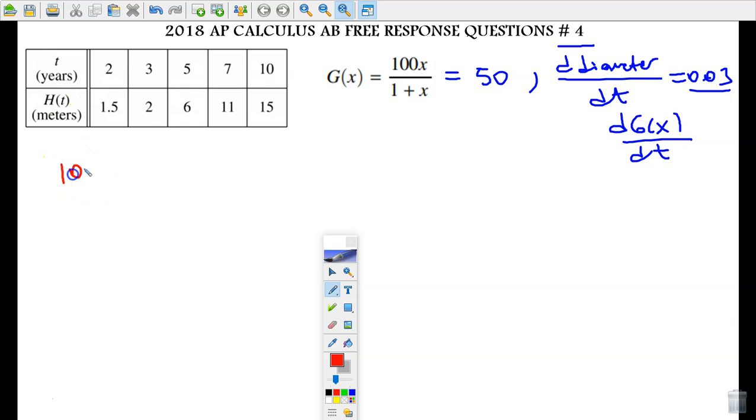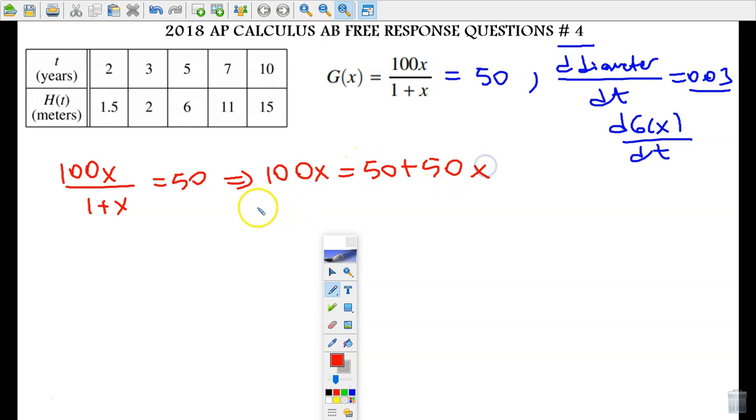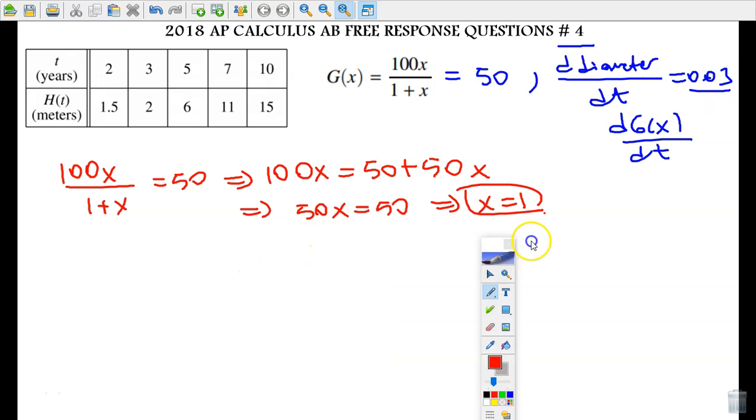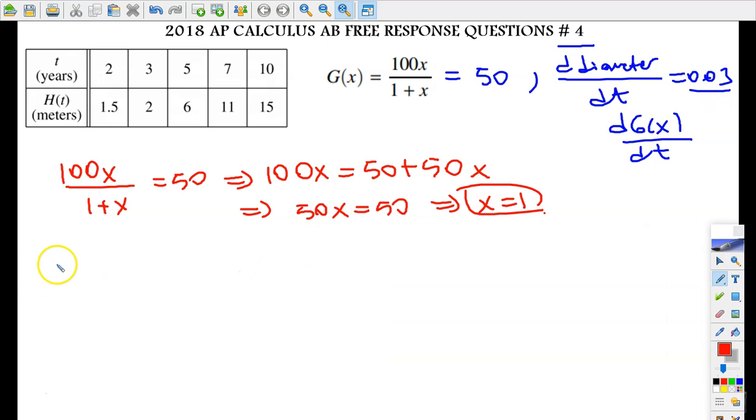So I'm going to solve this equation. 100x divided by 1 plus x is equal to 50. If I do a cross multiplication, I'm going to get 100x equals 50 plus 50x. If I combine the like terms on the left hand side, we're going to get 50x equals 50. And if I divide both sides by 50, we get x equals 1. So I'm going to use this, and I'm going to use also this rate of change.